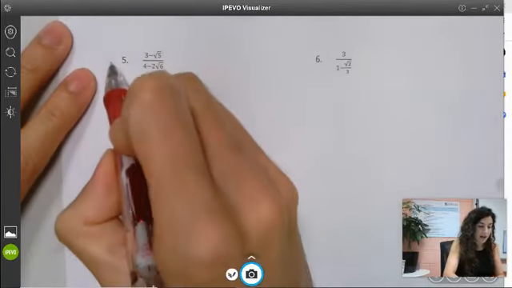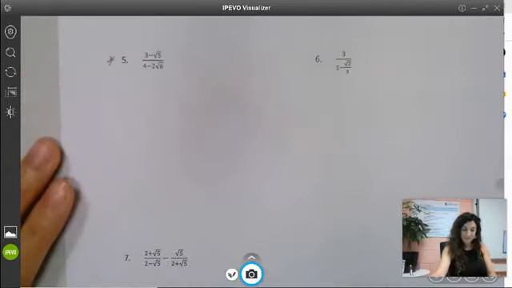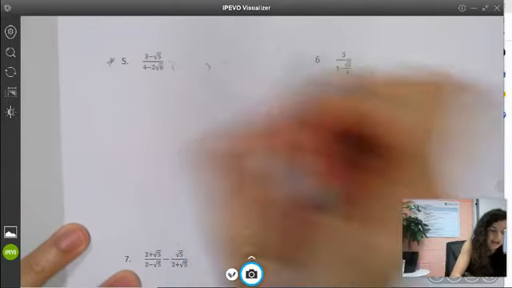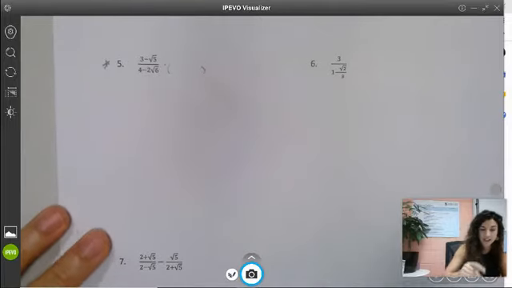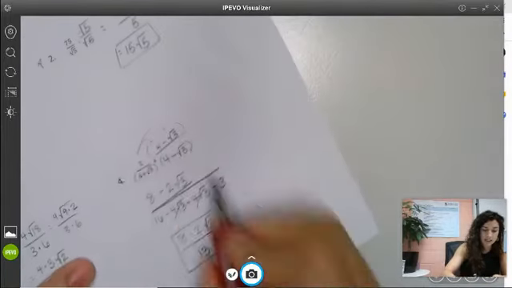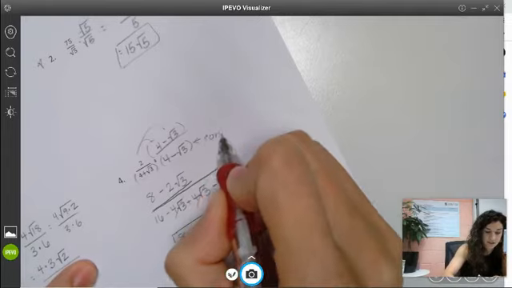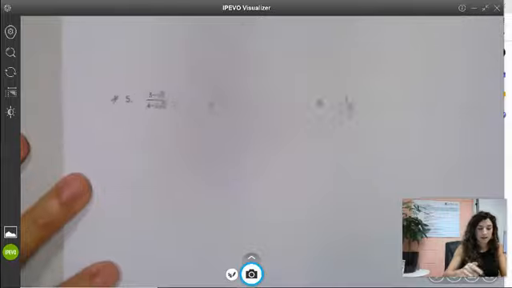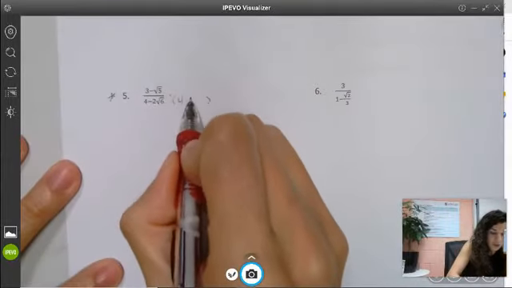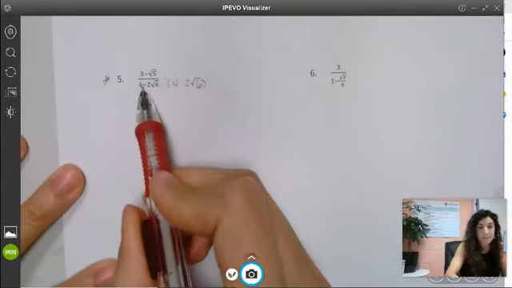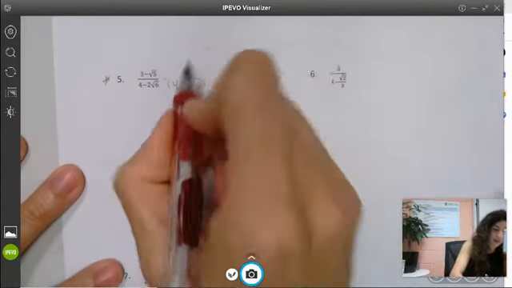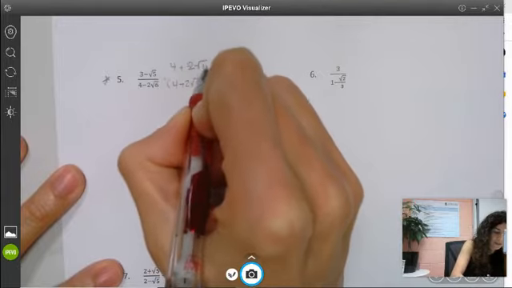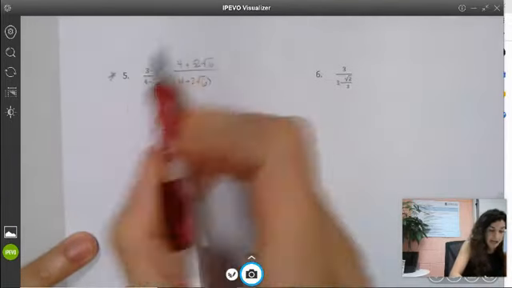I would like for you to try number 5 on your own. So we still want to make sure that we're multiplying by what we call the conjugate. So this guy right here is the conjugate. The conjugate here is the same terms, 4 and 2 square root of 6. And if it's a minus here, we just need to flip that sign, and so it becomes plus. Whatever I do to the top, I have to do to the bottom.